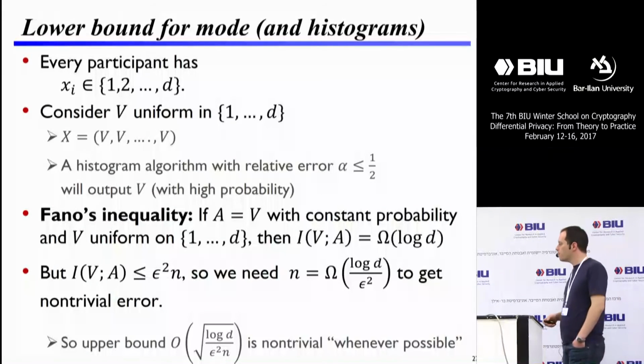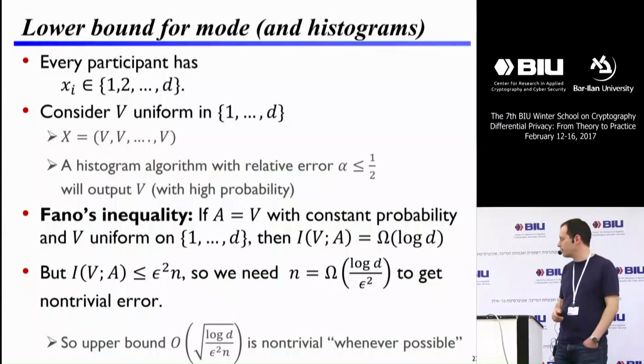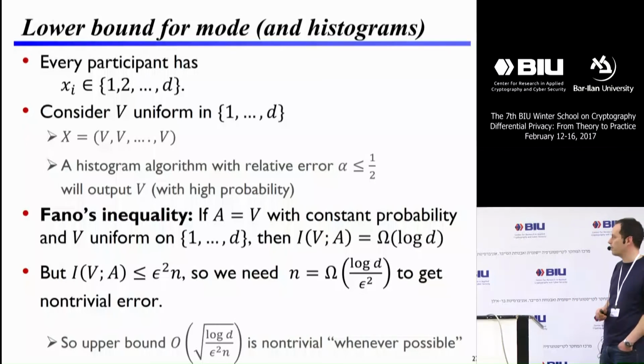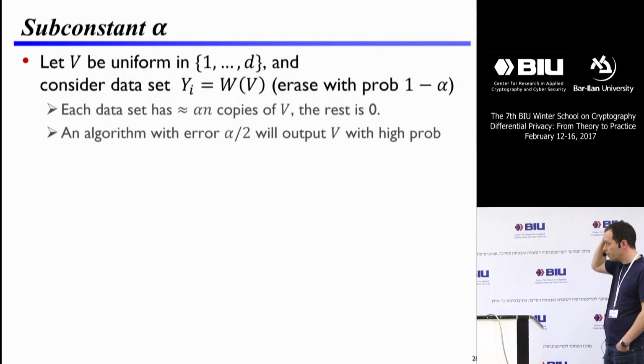Okay. But the question we're really curious about is where does this square root come from? Why is that the right thing? And there we need to handle subconstant error. So we're going to start off with the same setup. We're going to pick a data set, pick a value uniformly, pick a bin uniformly.